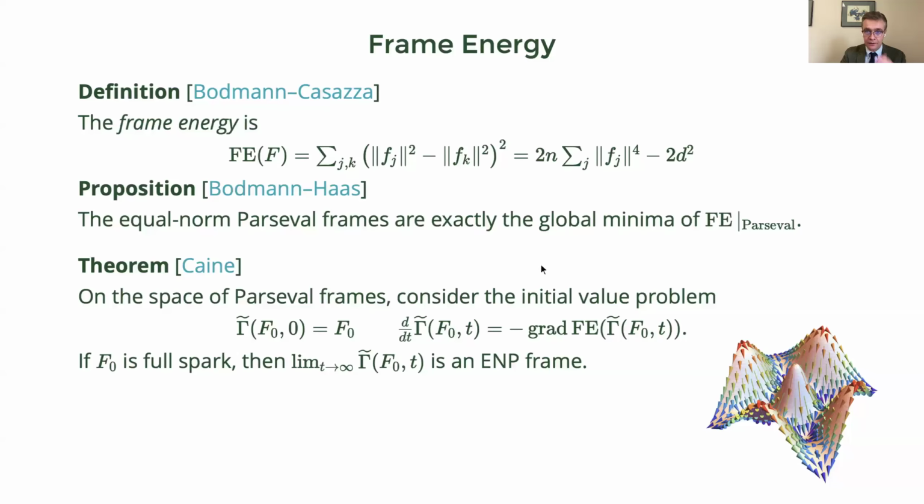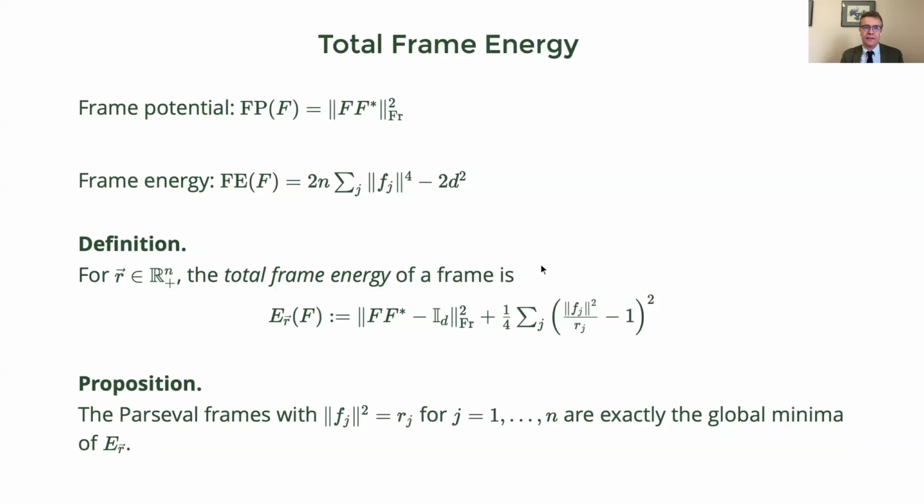Now, our thought was it'd be nice to not have these weird restrictions to either Parseval or equal norm. What if you could do everything in one shot? So you have the frame potential, which gets you the frame operator. You have this frame energy, which gets you the norms of the frame vectors. It'd be nice to do both at once. And so you can essentially combine them in a special way.